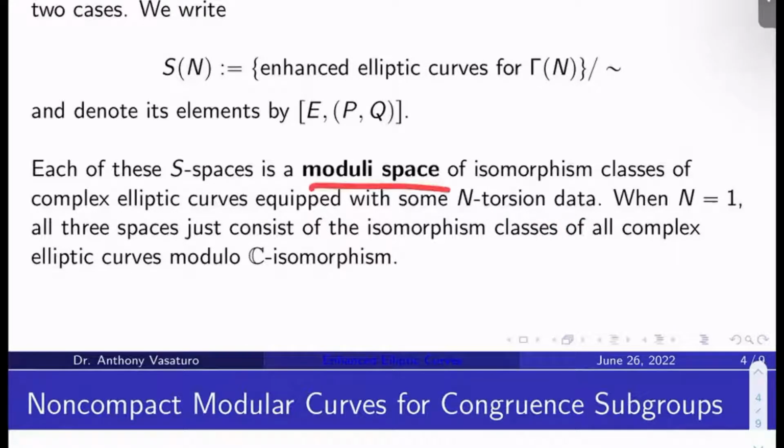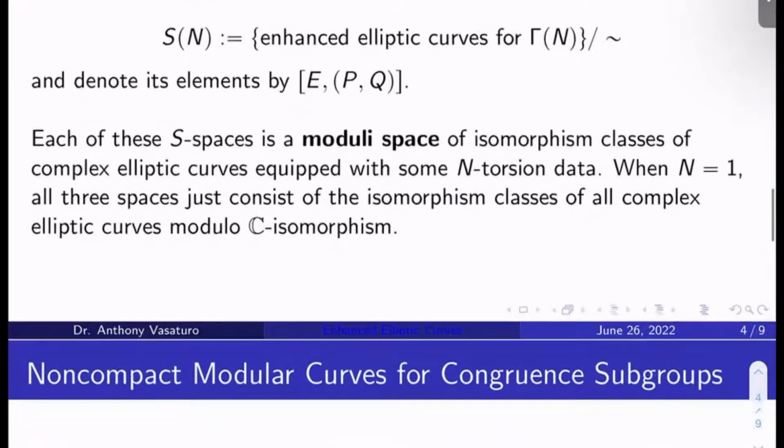So a moduli space is something that, in itself, is an interesting geometric space, but its points correspond to or parameterize various types of geometric objects equipped with extra data. Okay, and so when n equals 1, all three spaces above, S0 of 1, S1 of 1, and S of 1, are all just the same. They're all isomorphism classes of complex elliptic curves, mod C isomorphism. So S1's points are isomorphism classes of complex elliptic curves over C.